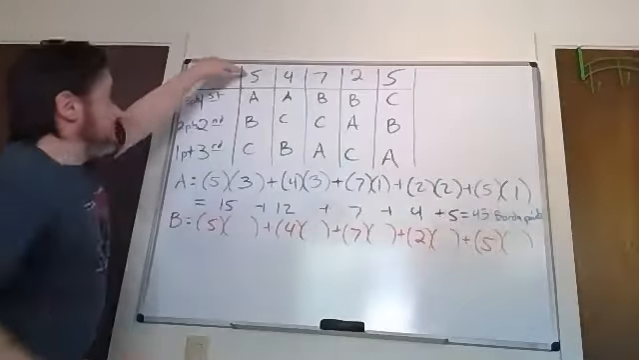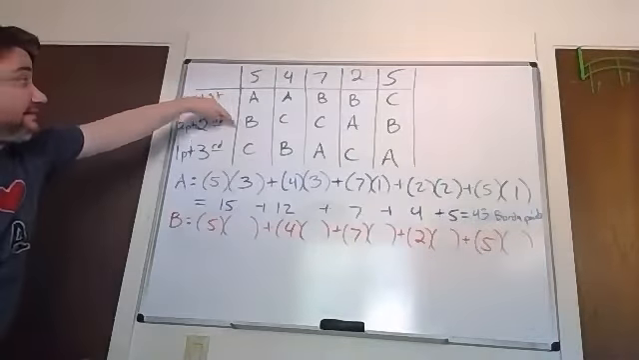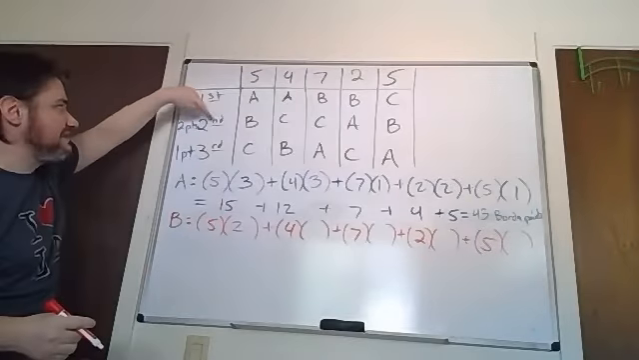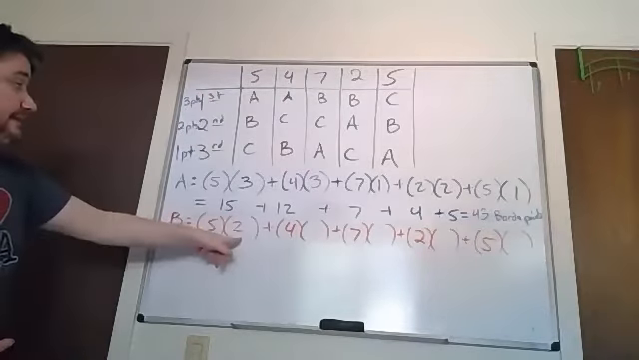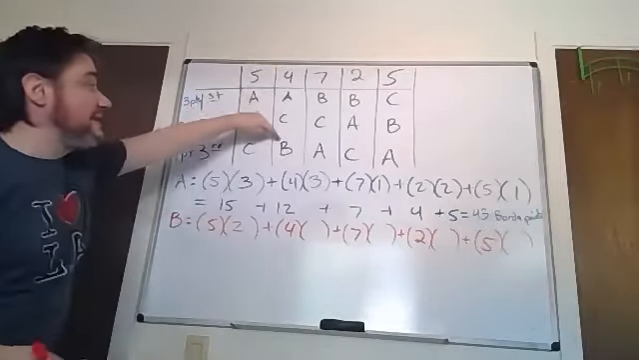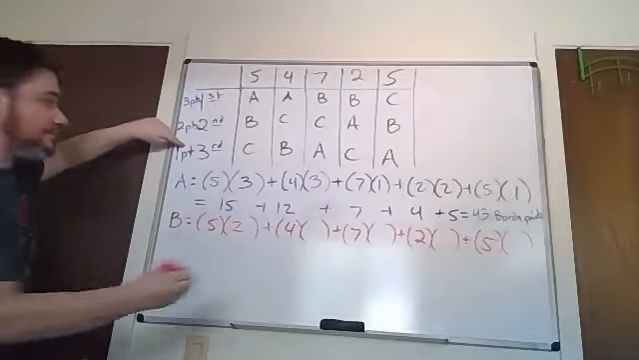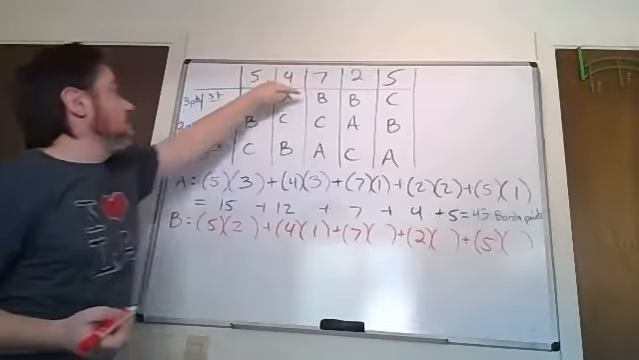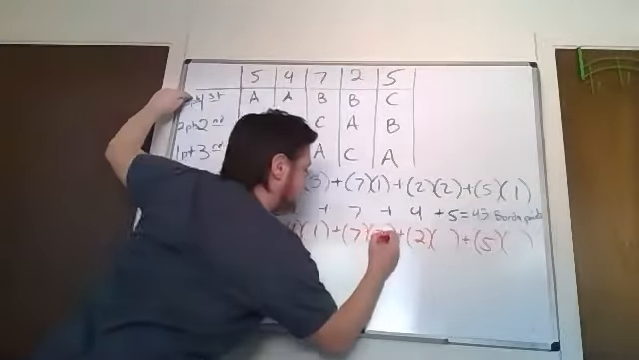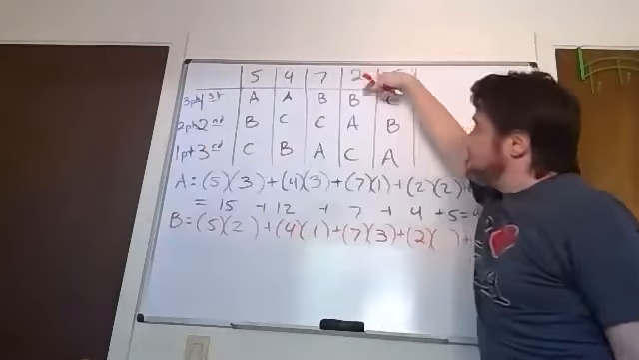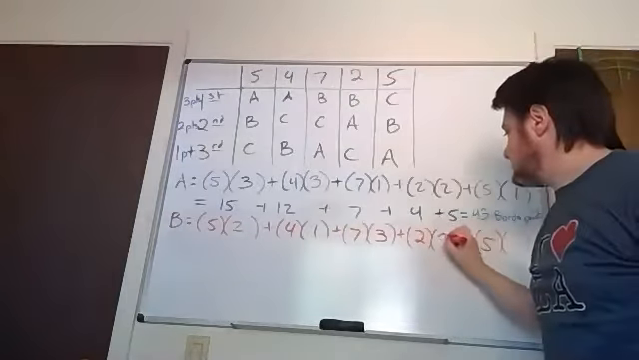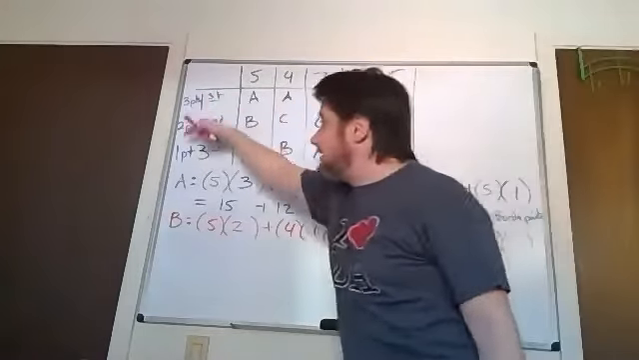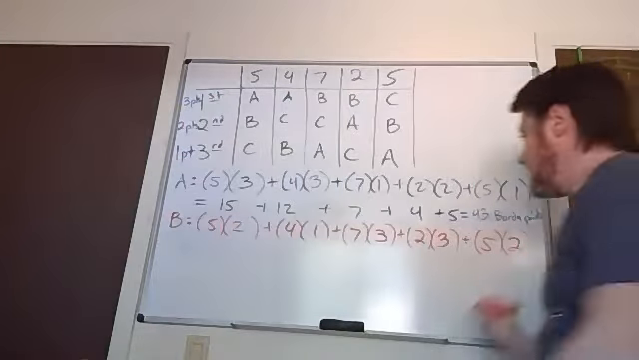Okay, so these 5 voters have B in second place. Second place is worth 2 points, so 5 times 2. Right, and so again, it's not the position, it's the points that I'm putting in the second parenthesis. These 4 voters have B in last place. Last place is worth 1 point, so 4 times 1. 7 voters have B in first place, so 3 points, so 7 times 3. These 2 voters also had B in first place for 3 points, so we put a 3. And these 5 voters have B in second place, so 2 points, and there we go.